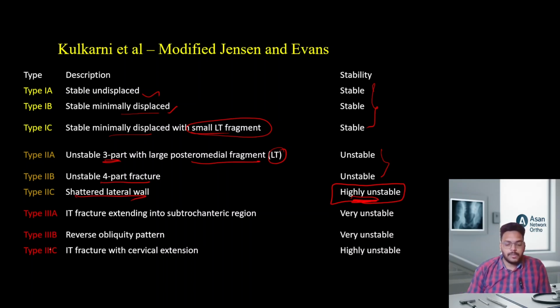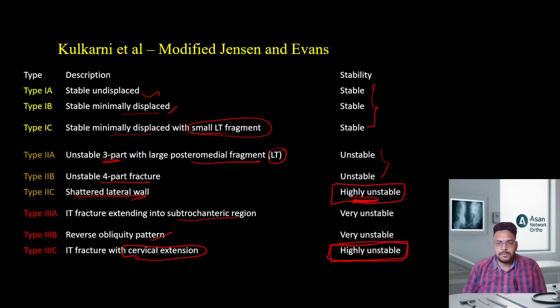Then type 3: 3A is intertrochanteric extending into the subtrochanteric region, 3B is the reverse oblique pattern, and 3C is intertrochanteric with a cervical extension, that is, the fracture extending into the neck region. This is also a very highly unstable fracture. The remaining two are the reverse oblique and the IT fracture extending into the subtrochanteric region. These are very unstable fractures. You can see the images of the Kulkarni et al.